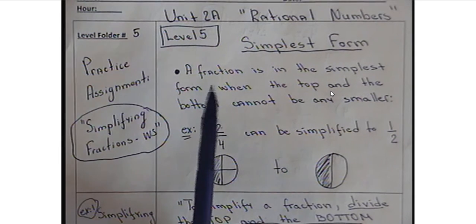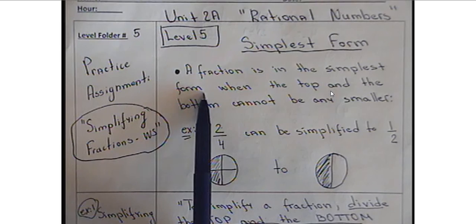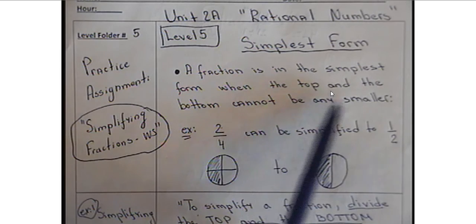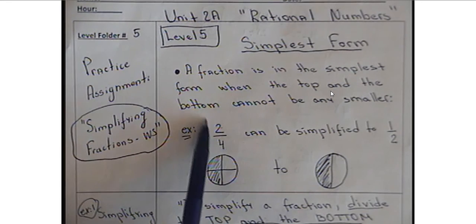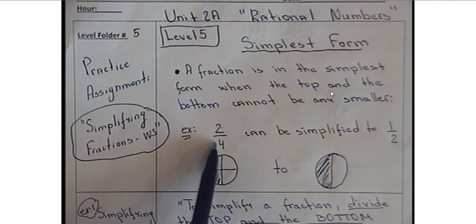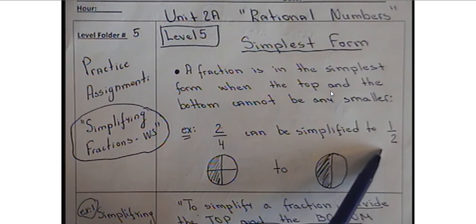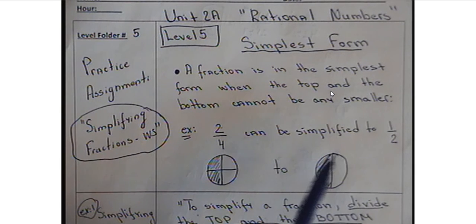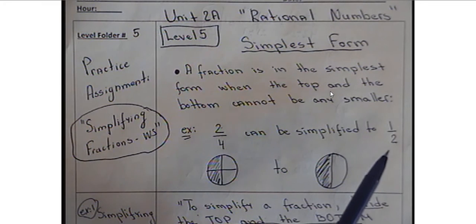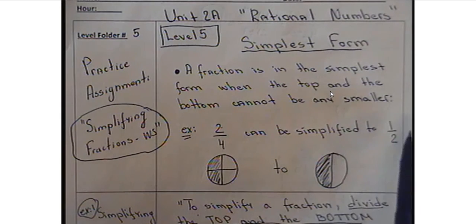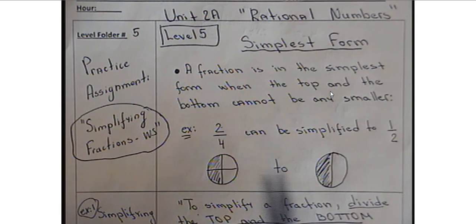A fraction is in the simplest form when the top and the bottom of the fraction cannot be any smaller. So basically, if you have a given fraction, you have the top and the bottom. The top is what we call the numerator, and the bottom is what we call the denominator. We can always simplify if it's possible in order to get the smallest numbers that we could get, and we can't go any further. So 2/4 in the simplest form is 1/2. And here is an example with pictures.